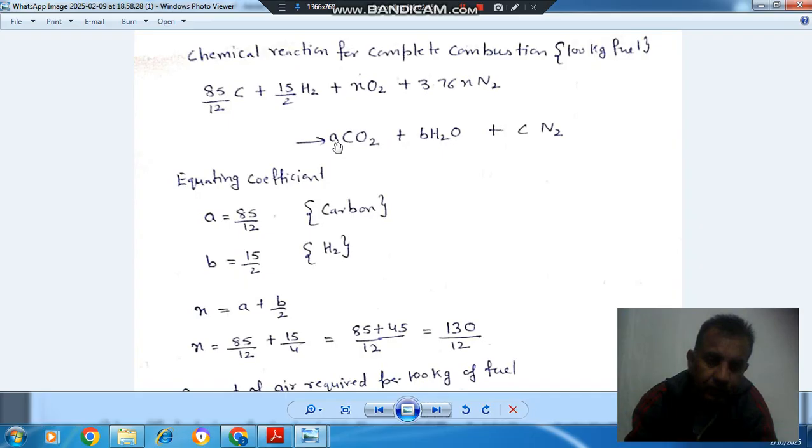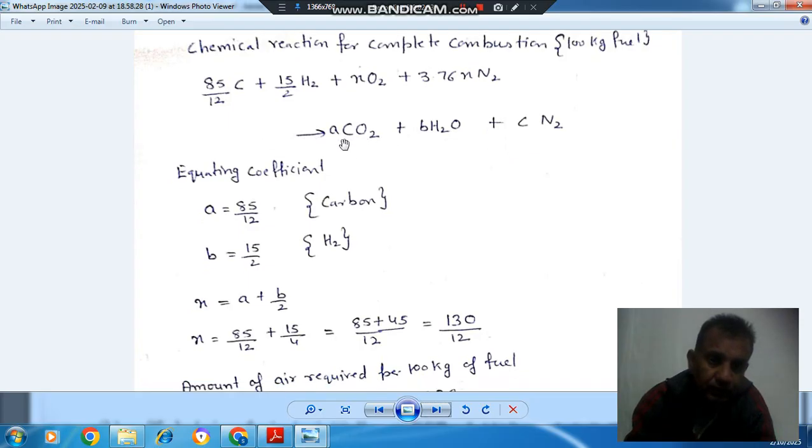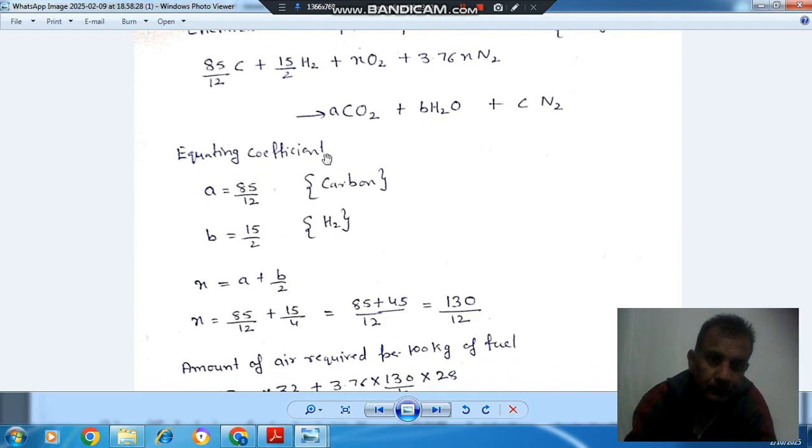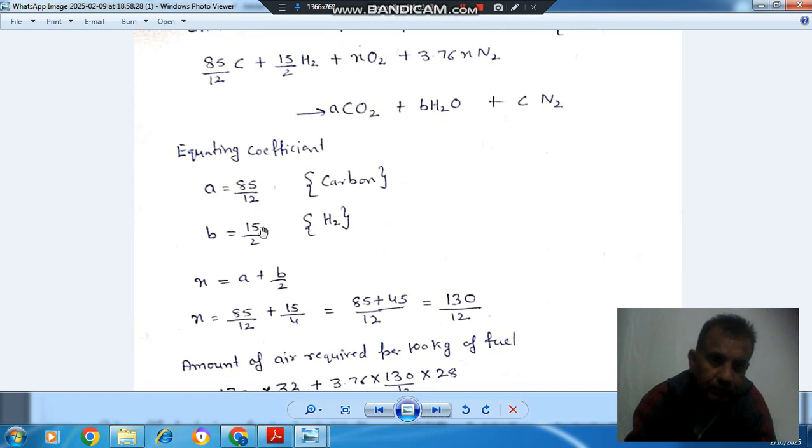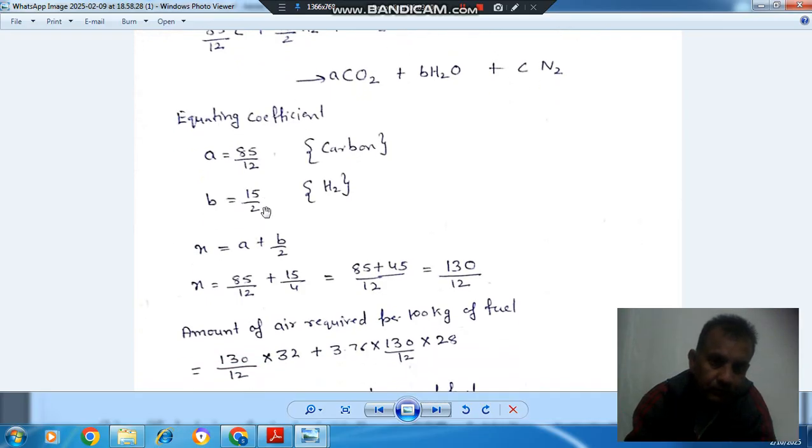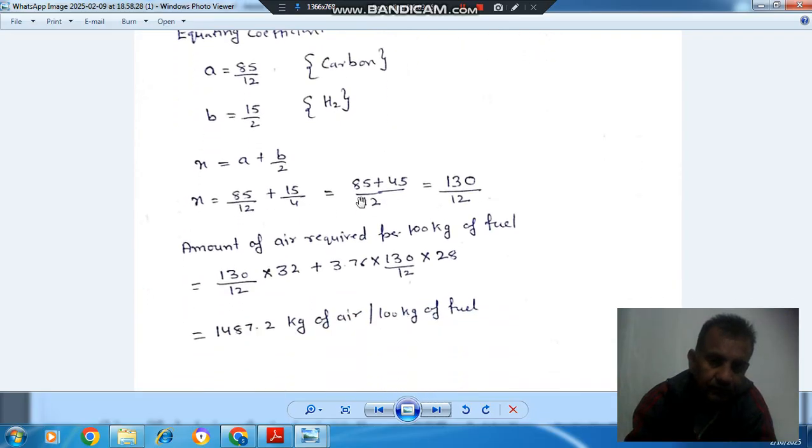So if we equate coefficients, A is your 85 by 12 carbon coefficient and B is your 15 by 2, and X is your A plus B by 2. Where A is 85 by 12 and B is 15 by 2. So X comes out as 130 by 12. Okay. So now this is the moles of O2 and moles of N2 are 3.76x.